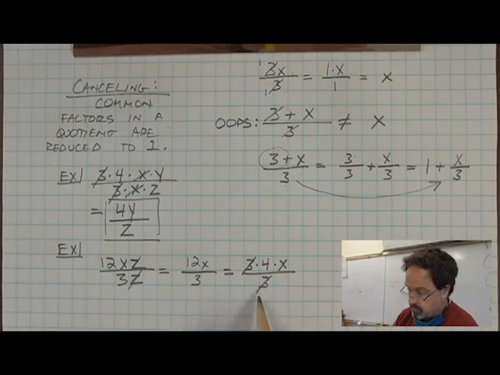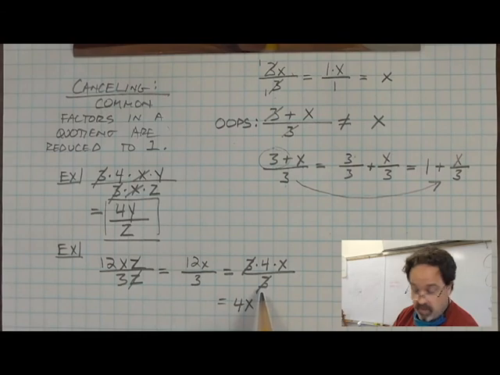And after canceling the 3's, I have 4x remains. The denominator became 1 because the 3 was the only thing, and division by 1 can be ignored. So all that remains is what was in the numerator, 4 times x.